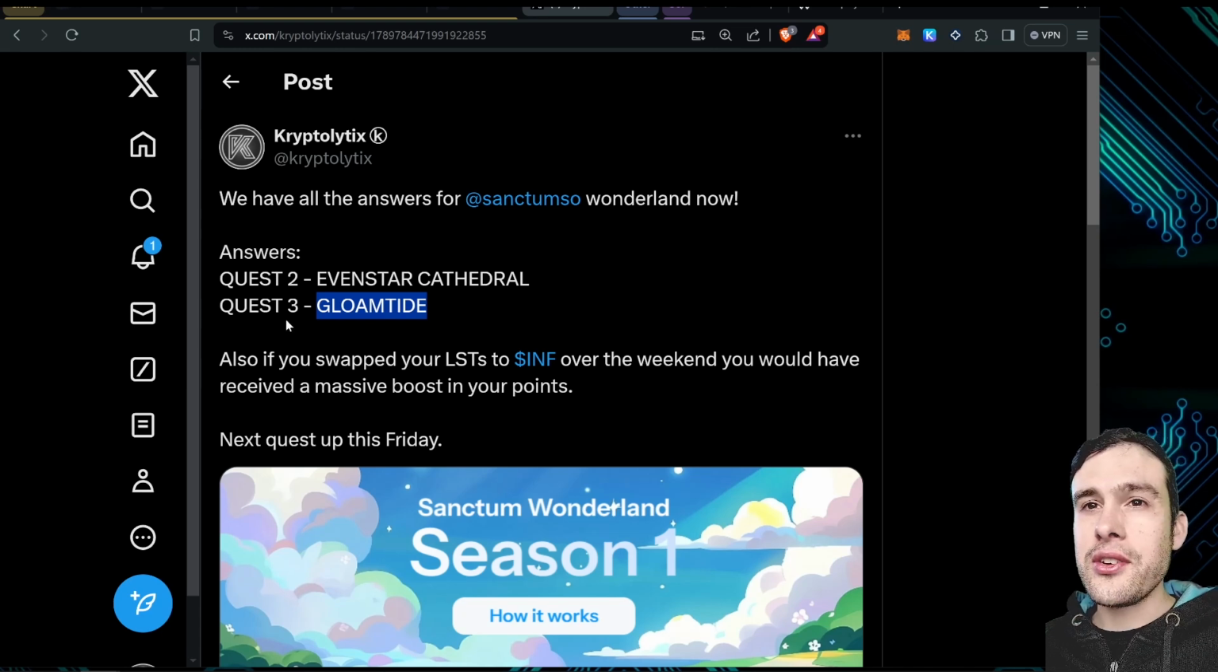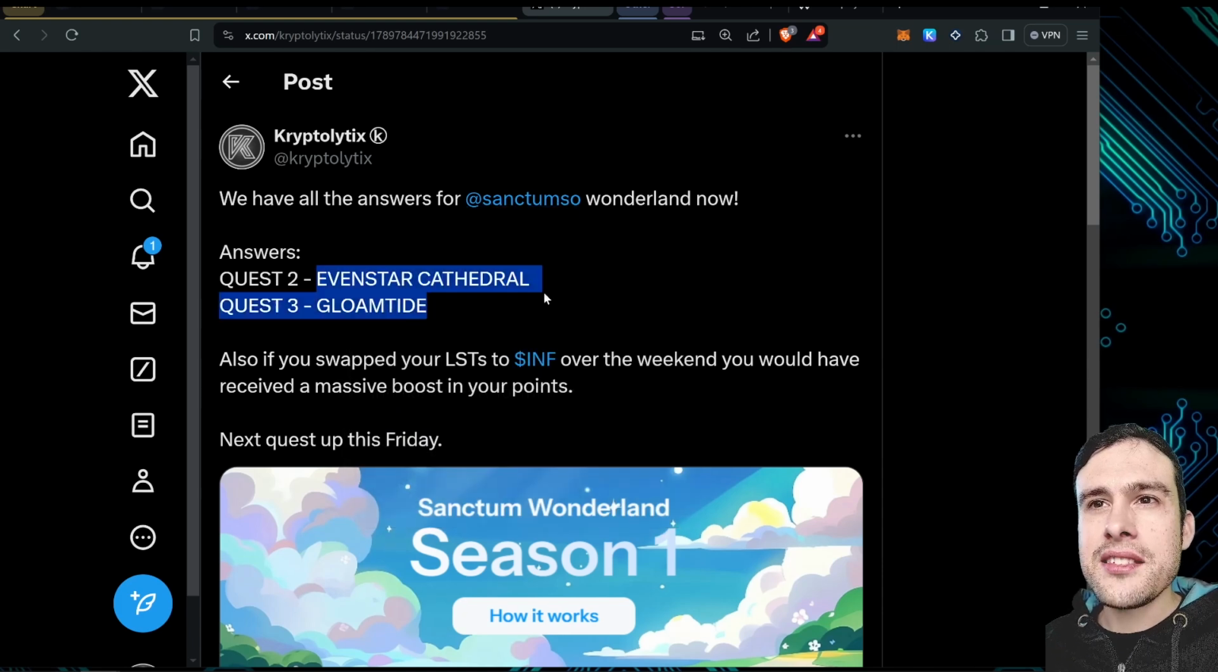And also on the weekend, we had a 4x points boost. The answer for Quest 3, which is the one to get the 2x points boost on Juicy Sol, or Juicy, is the name of the pet as they call it, is taking place on Friday. You need Gloam Tide for Quest 3 as your answer. I would say spoiler alert on that, but I'm terrible at riddles personally. It's definitely not my strong suit.